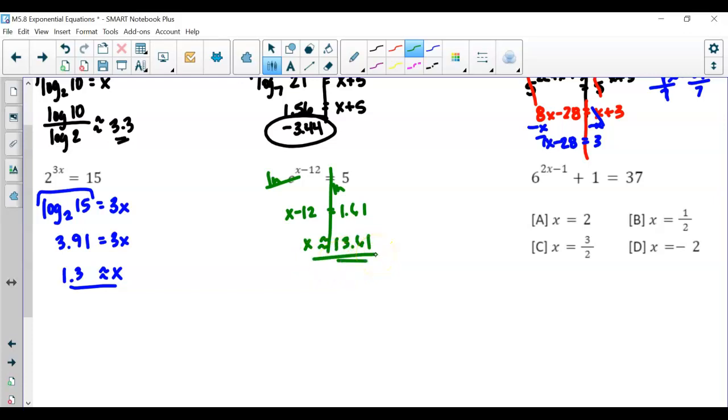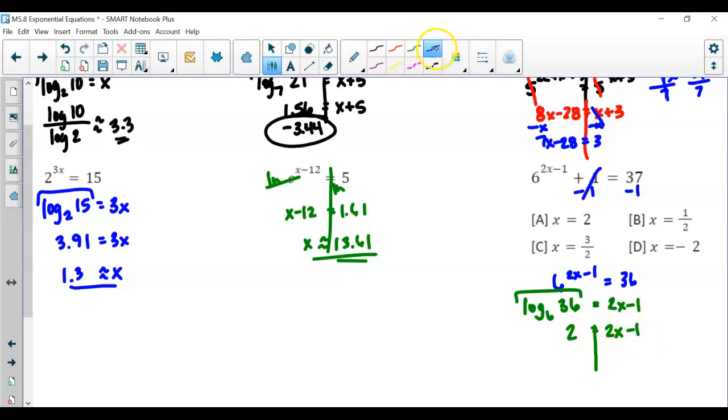So now here, to solving this exponential, it was not by itself. You had to subtract 1 first. So this is 6 to the 2x minus 1, is equal to 36. So a couple of ways that you could solve this, but I'll go through the change of base. So this is log base 6 of 36 is equal to 2x minus 1. So now when you do change of base, you get 2x minus 1. So now you solve the two-step, add 1 to both sides. You get 3 is equal to 2x and divide by 2, which is why the answer here is C.